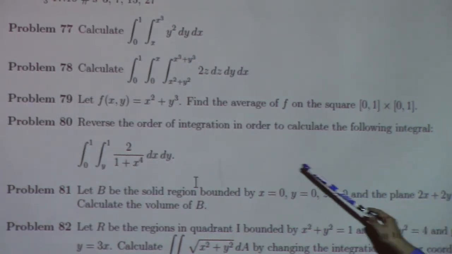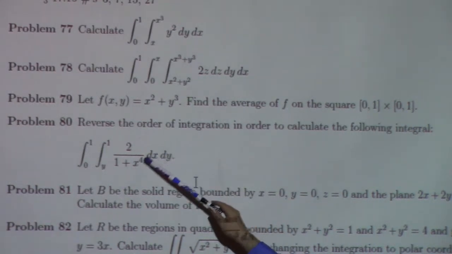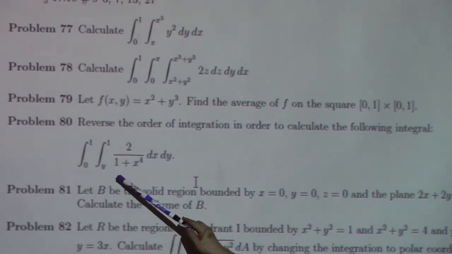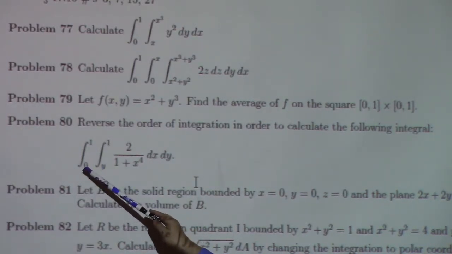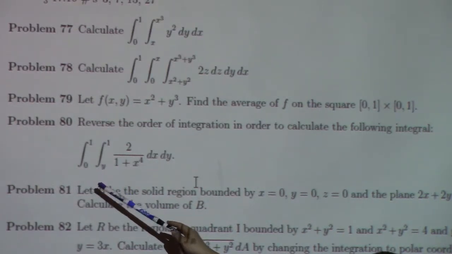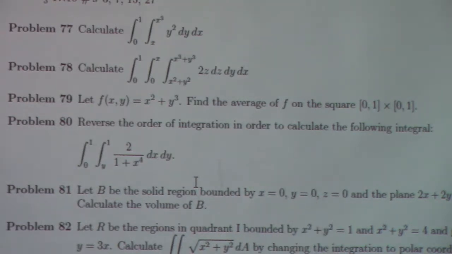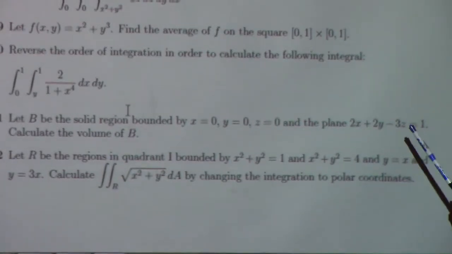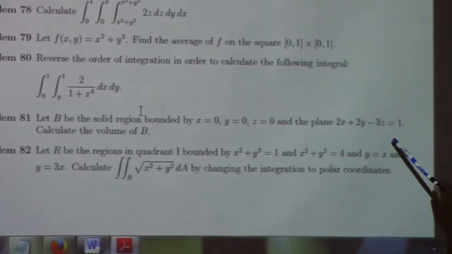Number 80, there it's critical that you draw the picture, right? So that you can reverse the bounds and do the integral. Did I work this in class? I worked one an awful lot like it, but not the specific problem, very, very similar. Let B be the solid region bounded by x equal to 0, y equal to 0, z equal to 0, and the plane 2x plus 3y minus 3z equals 1. All right, so basically you've got this solid region in the first octant, I believe, and that'll take you a few minutes to do. Takes me about 20 minutes to work that problem carefully.